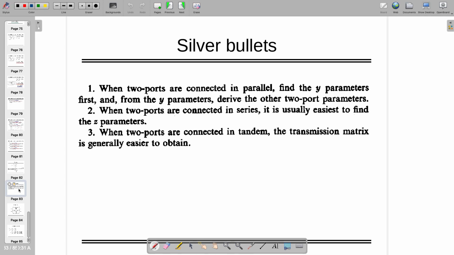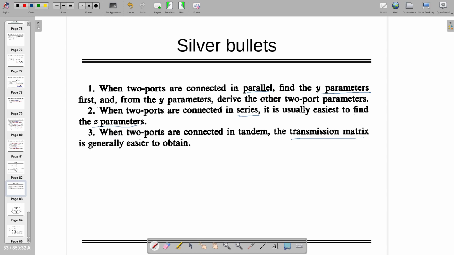Using those three silver bullets, we can say that when two ports are connected in parallel, find Y parameters, because addition of these two is going to give you the effective Y parameter. Similarly, if they are in series, the easiest way is to use the Z parameter. And when two ports are connected in tandem, the transmission matrix is generally easier to obtain. So which matrix to use depends on your application, how you are connecting. However, this is just guidelines.